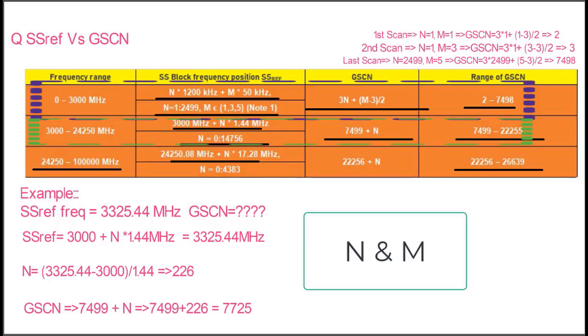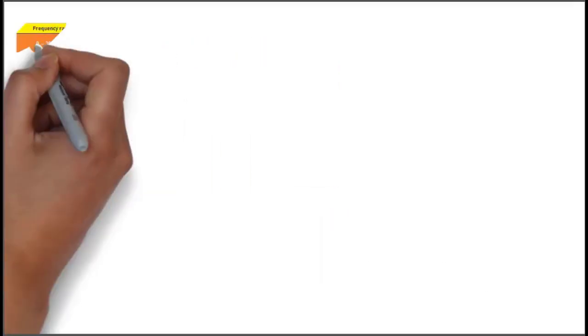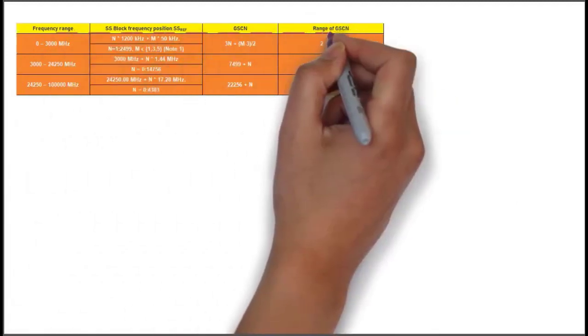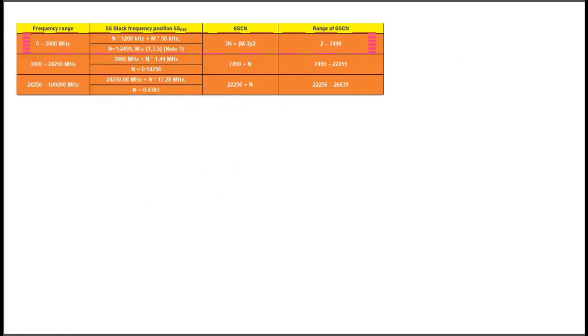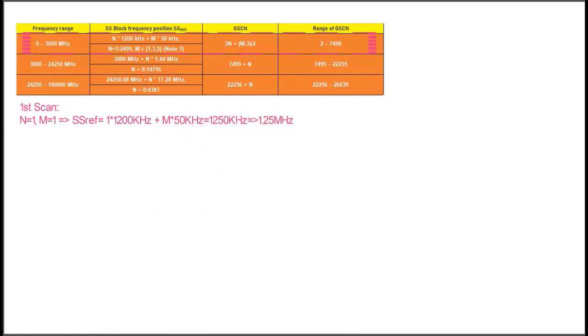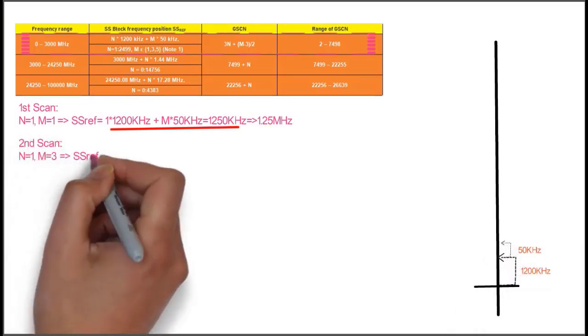Now let's look at this part a little. I mentioned N and M, right? Suppose the first frequency range I'm taking is 0 to 3000. So the formula is N into 1200 kilohertz plus M into 15 kilohertz. 1200 kilohertz, that is 1.2 megahertz, is our synchronization raster. So what will the first scan be? Suppose N is equal to 1 and M is equal to 1. So first it will scan 1200 plus 15 kilohertz. This is the first scan, right?